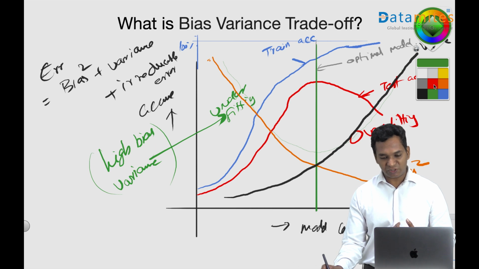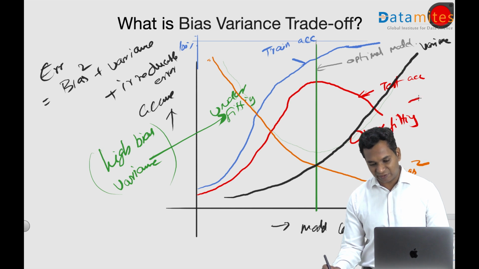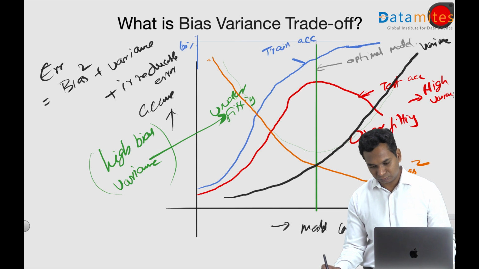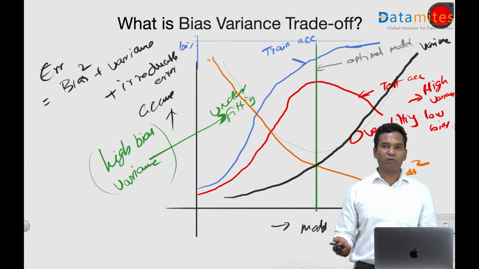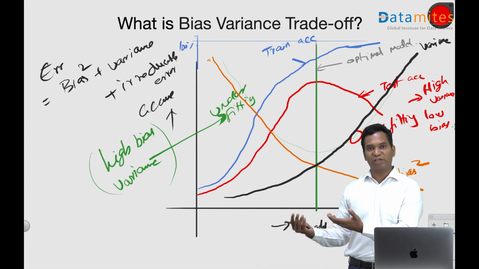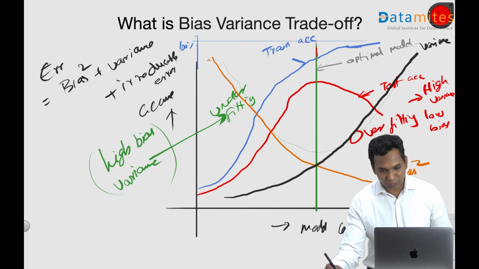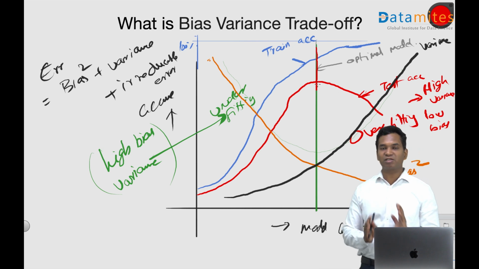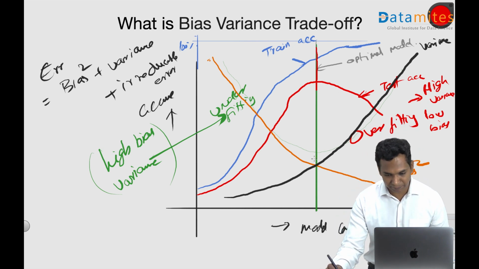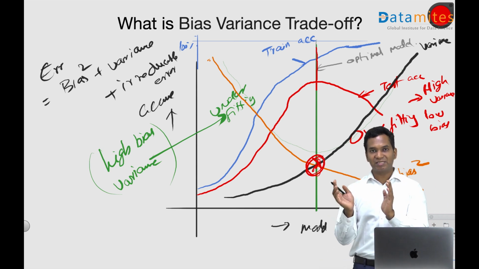And this region, on the overfitting side, is called high variance, low bias, which is not helpful because the model is tightly fitted to the training data, but for new data, it's going to give you poor accuracy. So our goal is to find this point where both bias and variance are at minimum levels. And that's what we call the bias variance trade-off.